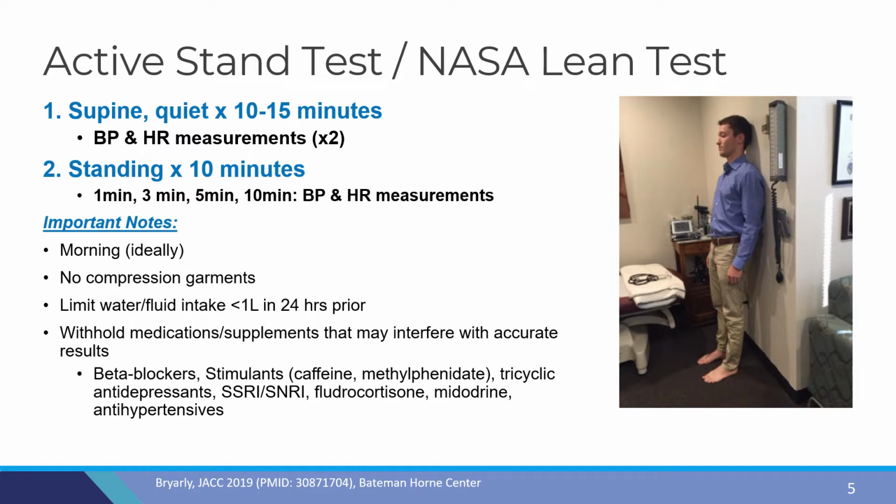As we learned in Module 1, POTS is a type of orthostatic intolerance. As such, one of the diagnostic tests is an active stand or NASA lean test. The patient first begins lying down and their blood pressure and heart rate are measured at rest. Then, the patient will stand and their blood pressure and heart rate measurements are repeated at timed intervals in addition to recording symptoms. These tests are best performed under certain conditions.